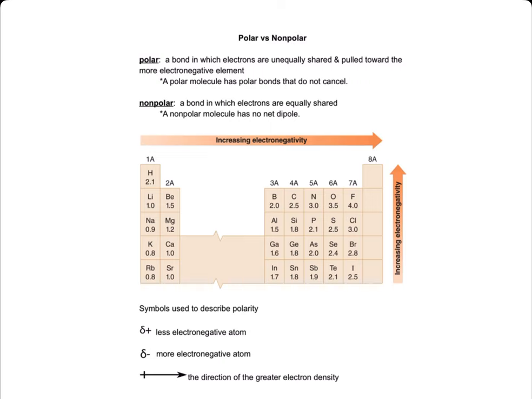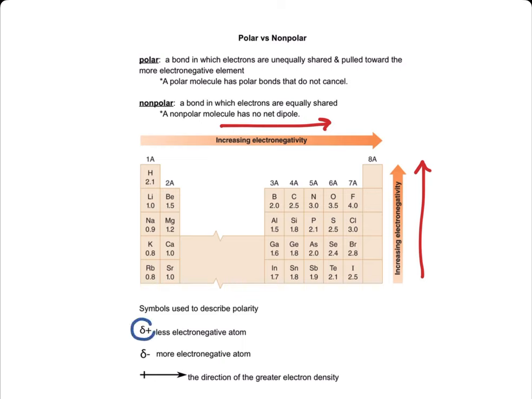When we're talking about polarity, we have to remember the electronegativity trend. As we go across a period and up a group, the electronegativity increases. So a bond is shared electrons between two atoms. The atom that is more electronegative will pull or tug the electrons towards itself. We have symbols used to describe this tug or this polarity.